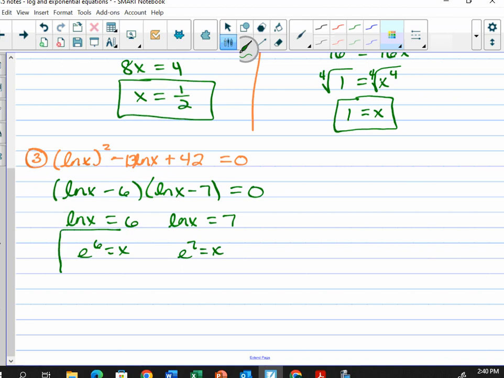All right, guys, there are your answers. You should have had e to the 6th and e to the 7th. Do you see it? Like the final step there? Questions on that one, guys?